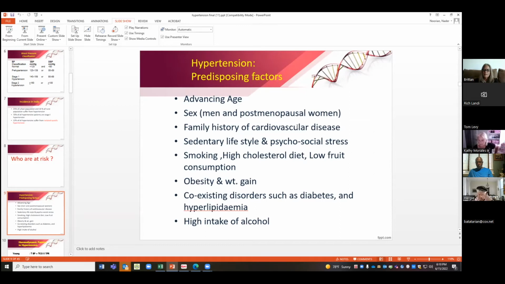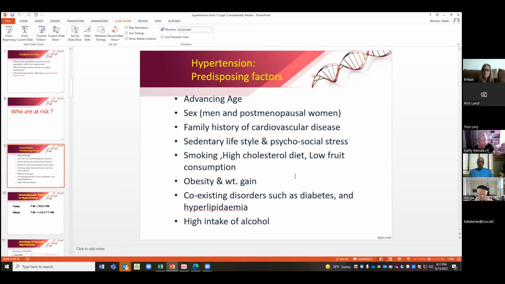Let's talk about other disorders that are also very important. There are coexisting disorders such as diabetes, which is a major risk factor for coronary disease, and hyperlipidemia. Patients with those two conditions also have a higher incidence of hypertension. And alcohol intake. Everybody talks about alcohol, so how much alcohol are we talking about? For men, more than 2 glasses of wine or hard liquor per day, or 2 beers a day. For women, more than 1 per day. Okay, that's considered enough to increase your blood pressure.